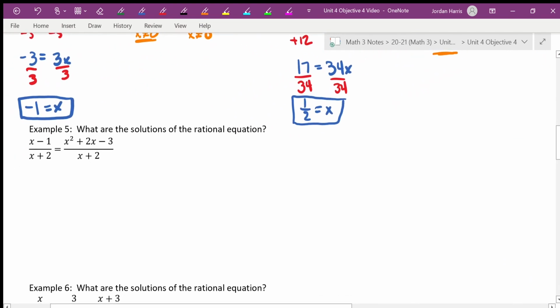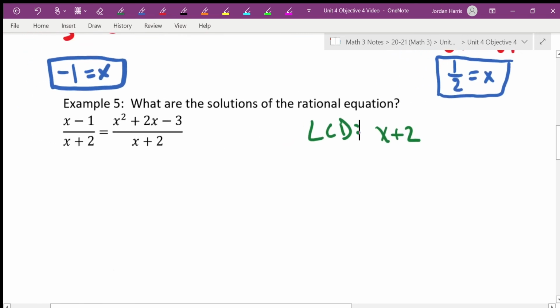Example 5. Same thing. We look at our denominator. This one's kind of nice. They're already the same. So you can multiply both sides by your LCD of x plus 2, or if you understand how fractions work, as long as the tops are equal, then they will be the same. So we can just set the top equal, x minus 1 equaling the other one.